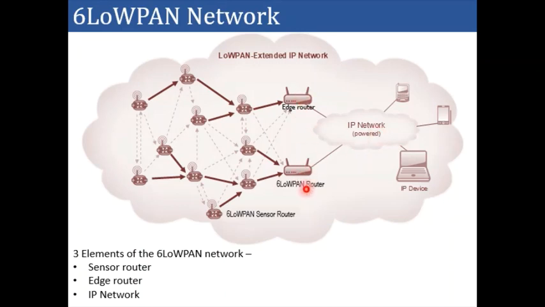And then the edge router will push data to the IP network, where all the other devices such as laptops, mobile phones, or servers are connected. So in this way, the sensor router data travels to the server end or the software application end using the IP network.